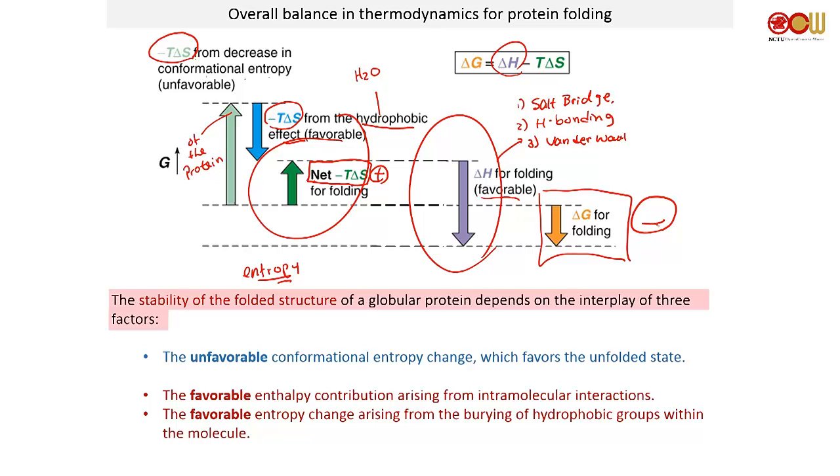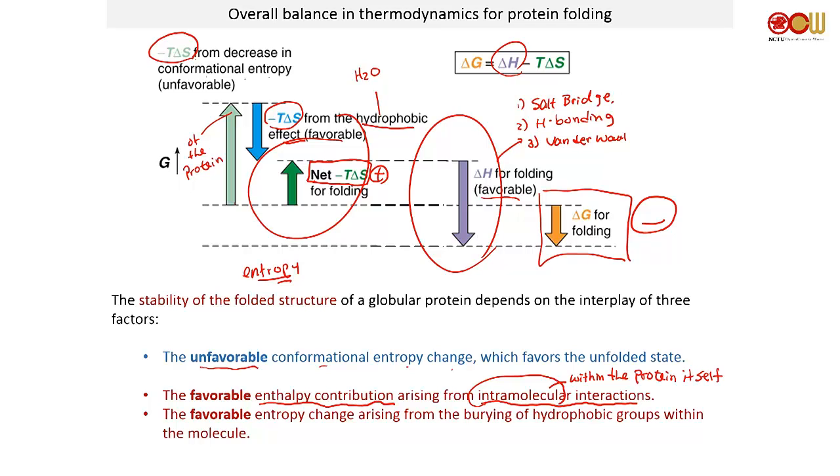Essentially, the stability of the folded structure of a globular protein depends on the interplay of three factors. The unfavorable conformational entropy change. So this is talking about the protein's entropy will decrease. However, you do have favorable enthalpy contribution from intramolecular interactions. Now this is important. Intramolecular is within the protein itself. So within the protein itself, that's what intra means.